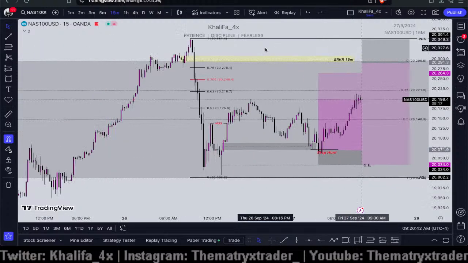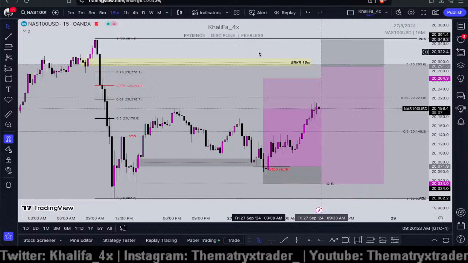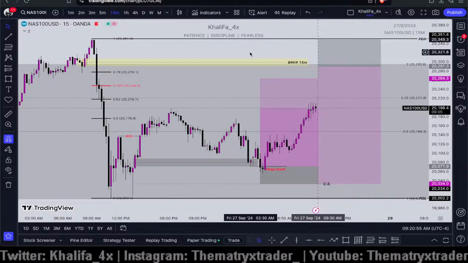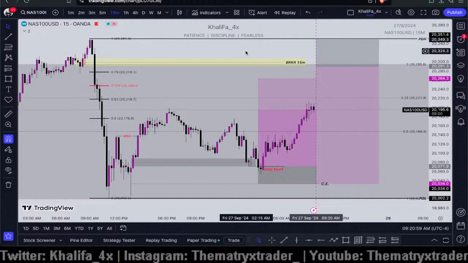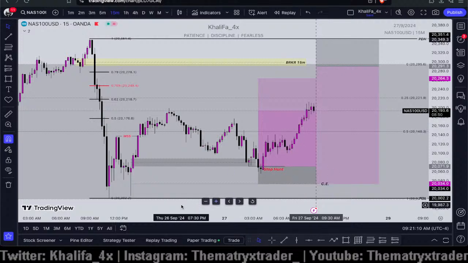actually I will put the limit orders, but I'm just waiting. Even though when I'm on the chart, I don't need to put the limit orders when I can execute manually. But when I was not on the chart, then I'll put the limit orders. But now as you can see, we have this price action over here.